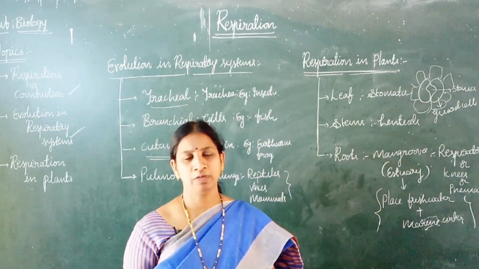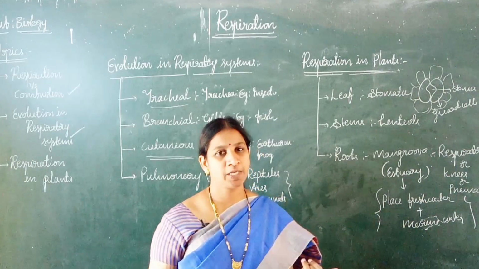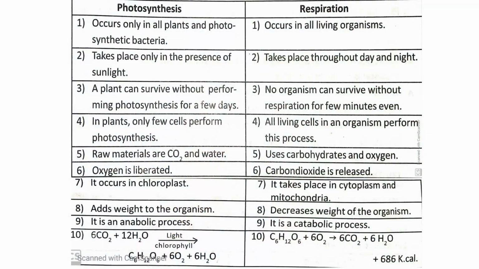Okay. So finally, now we are going to conclude the concept with the differences between respiration and photosynthesis. Generally, photosynthesis occurs only in plants and some photosynthetic bacteria, whereas respiration occurs in all living organisms. Photosynthesis takes place only in the presence of sunlight, whereas respiration takes place throughout the day and night. A plant can survive without performing photosynthesis for a few days, whereas no organism can survive without respiration for even a few minutes.